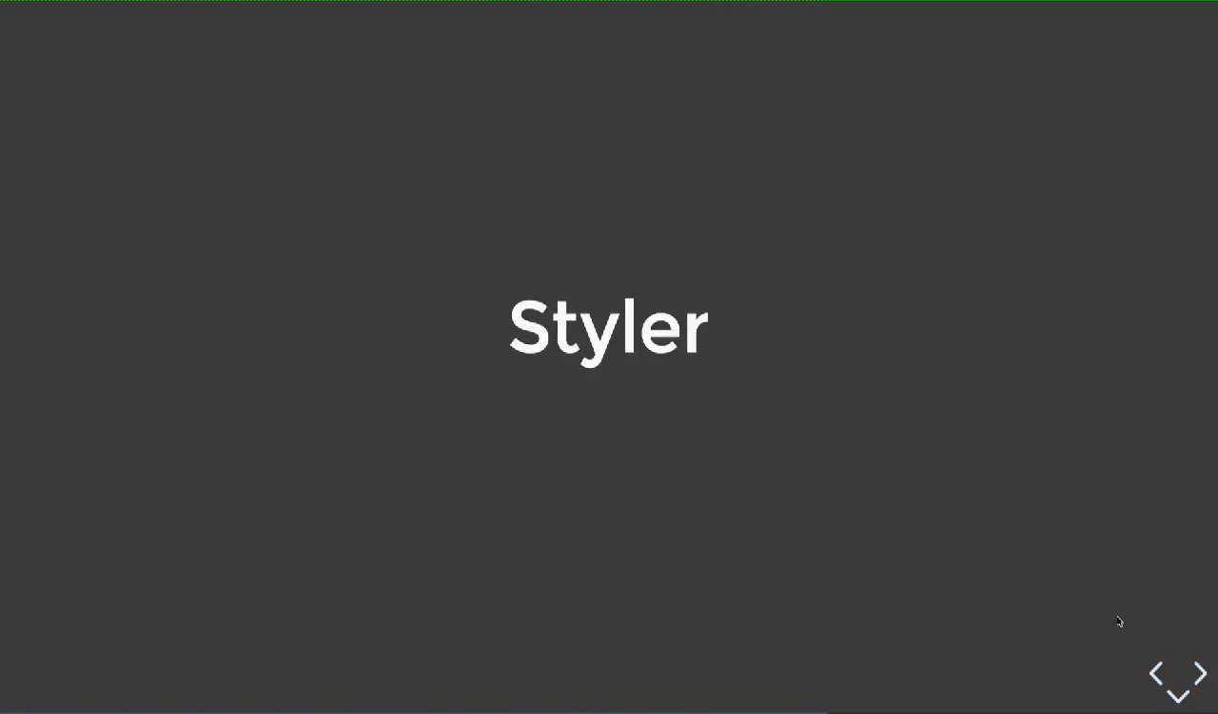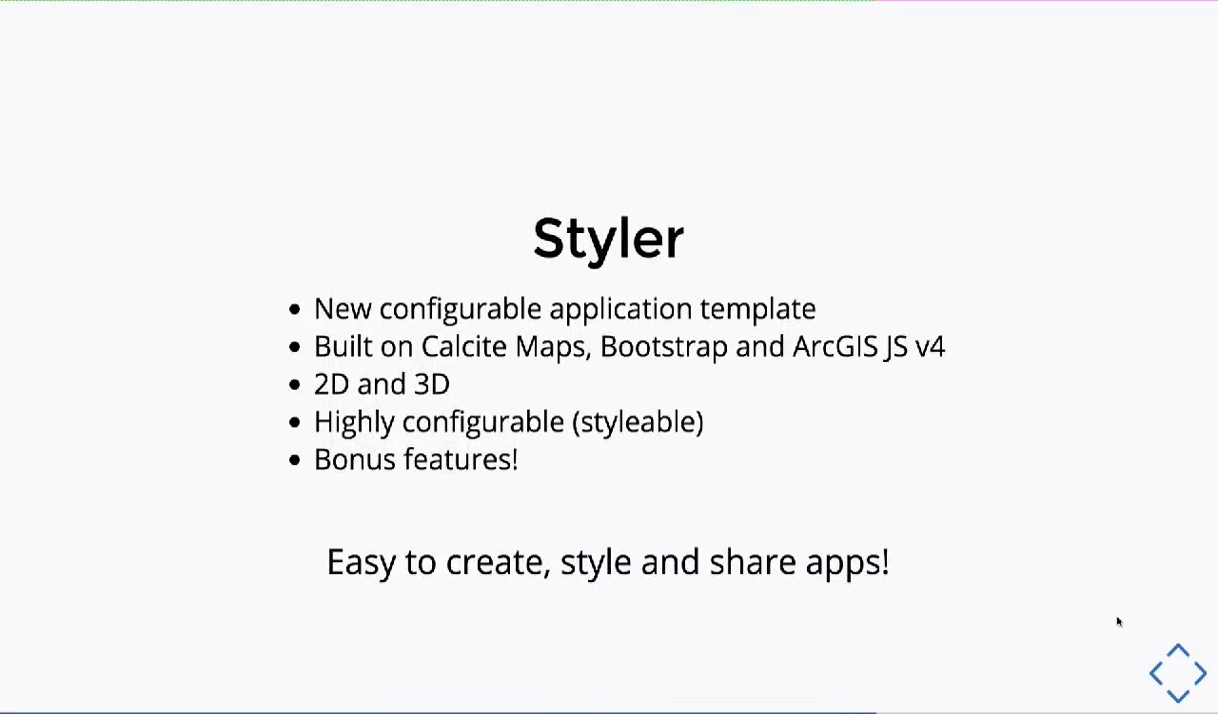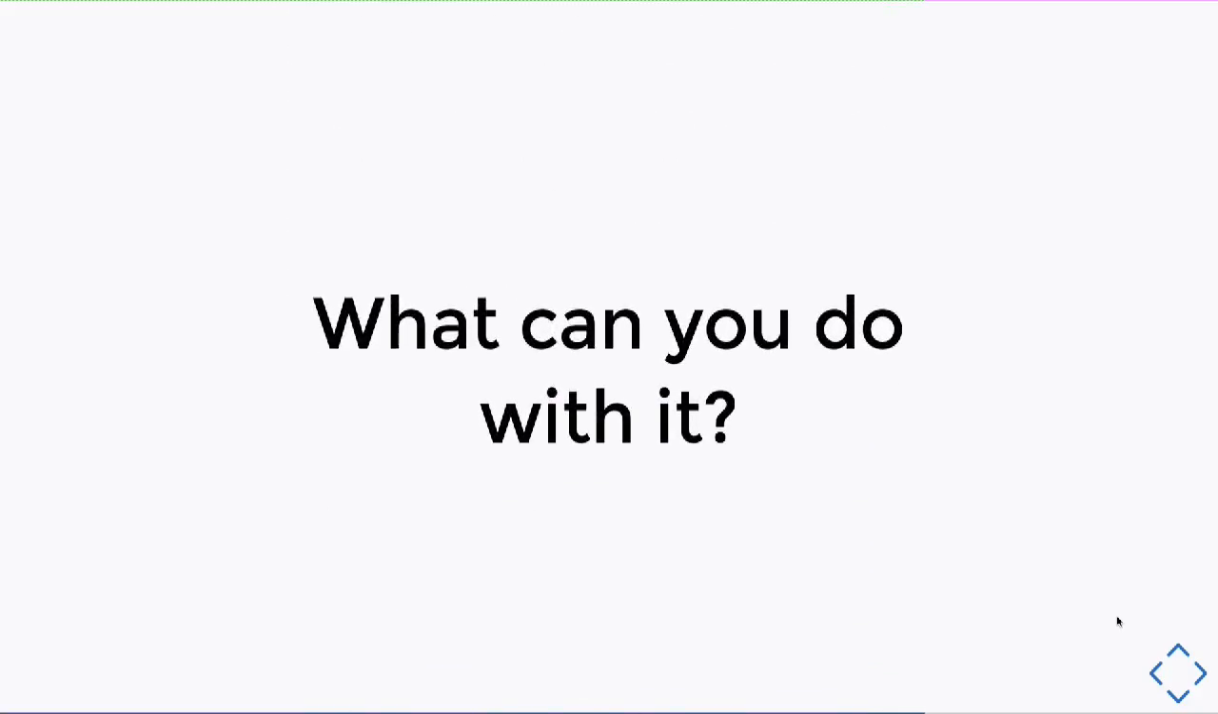So let me introduce you to something else called Styler. Styler is a new configurable app template, released this last year, and it's 2D and 3D compatible, and it's built on top of Calcite Maps. So, just a show of hands, has anyone built their own configurable app template before? Okay. But you're familiar with configurable app templates, right? You go to the map viewer, and then you spin it out as one of the configurable app templates. So it sits in there. So it's easy to create these applications and also share them.